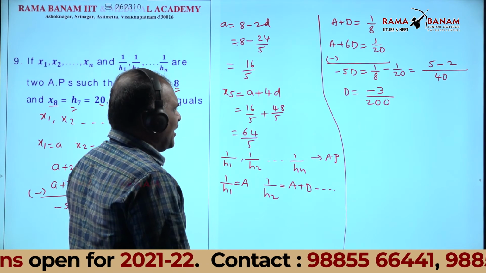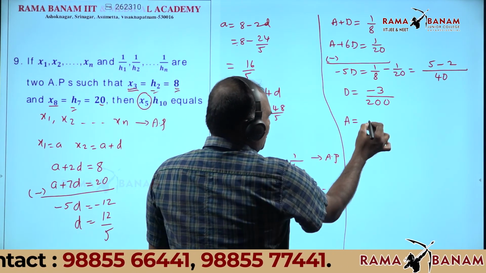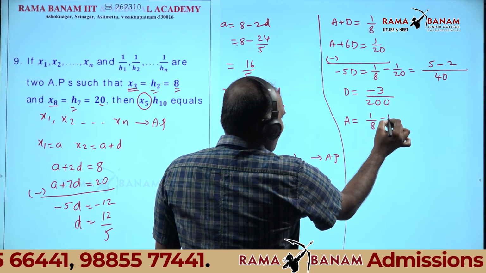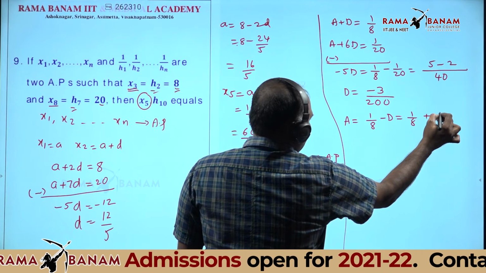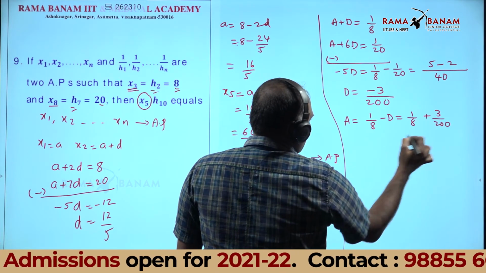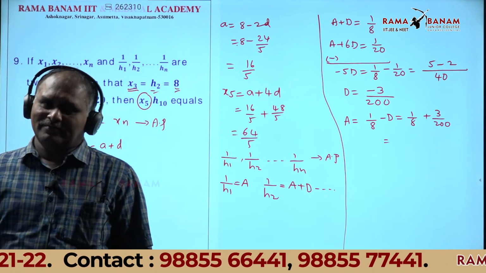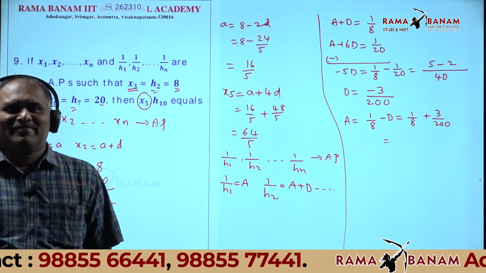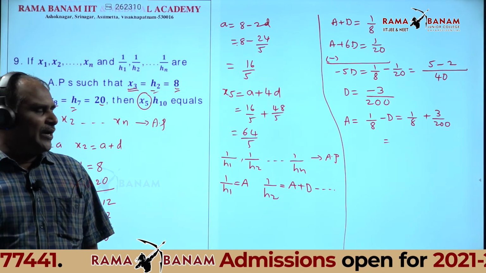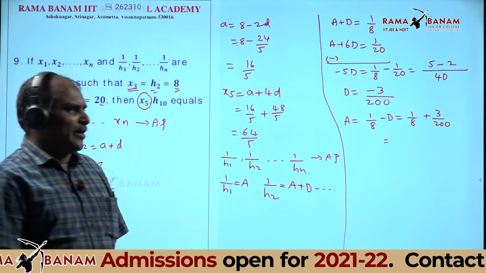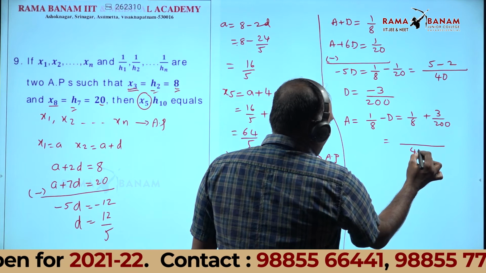Therefore, now the A value. A is equal to 1 by 8 minus D, that is 1 by 8 plus 3 by 200. What is the LCM of 8 and 200? 400. The LCM of 8 and 200 will be 400. Therefore, that is called 400.